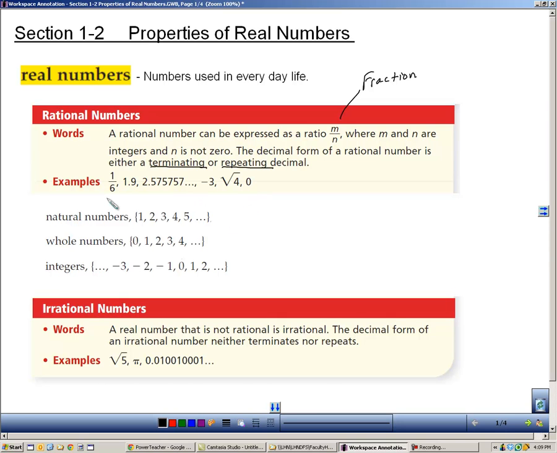1/6 is a rational number because it's a fraction. 1.9 terminates, so it's a rational number. 2.57 repeating is rational. -3. Square root of 4 is really a 2. That's a rational number, and so is 0.